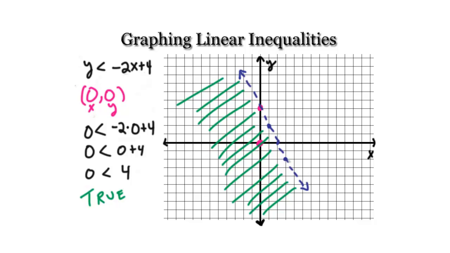Since this is a dashed line, we don't include the points that are on the line. So for example, let's take a look at this point here. That's 0, 4. This is not part of the solution. But all the other points to the left of this dashed line are all part of the solution.